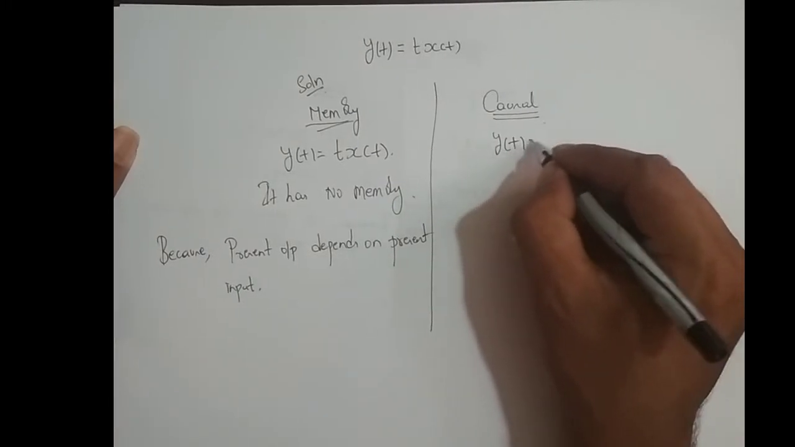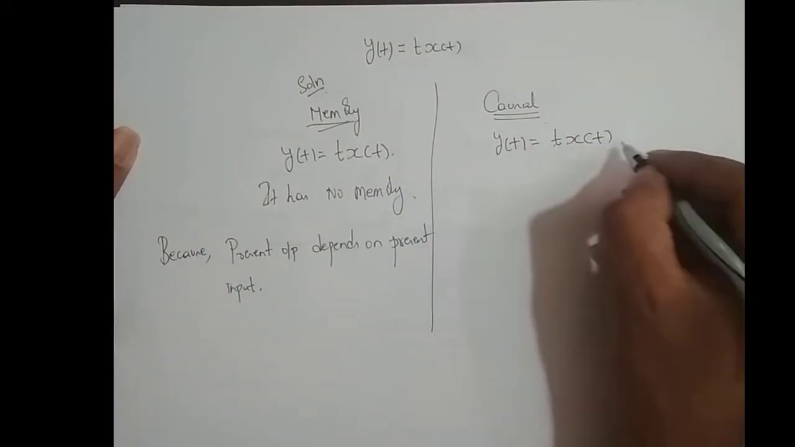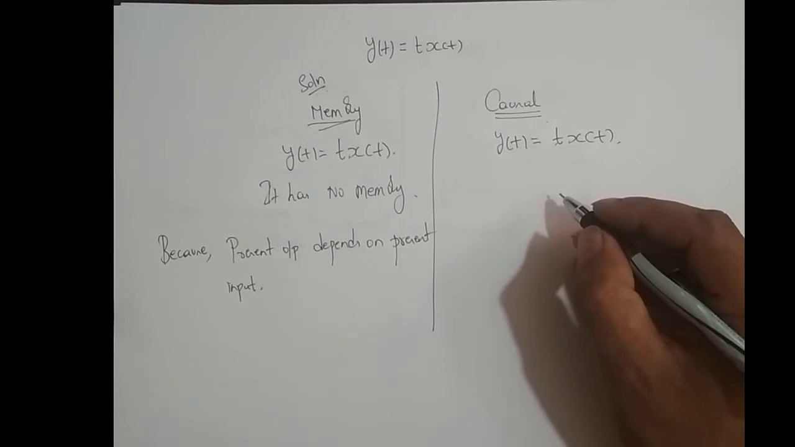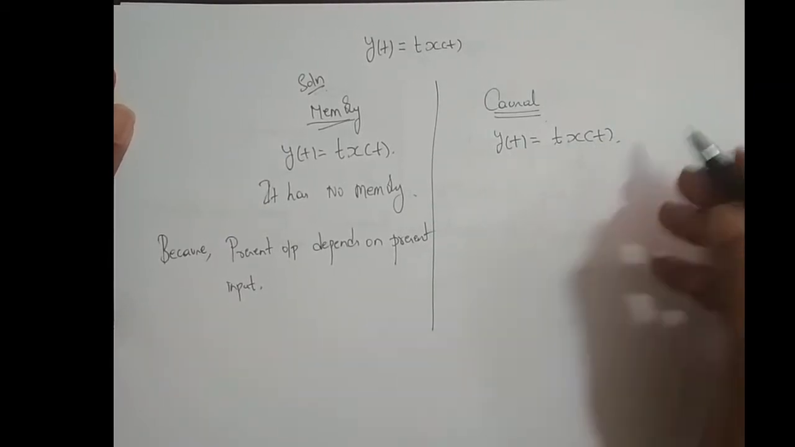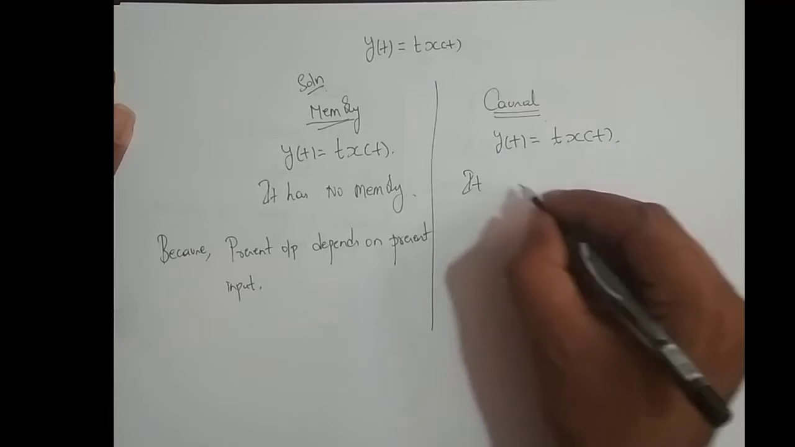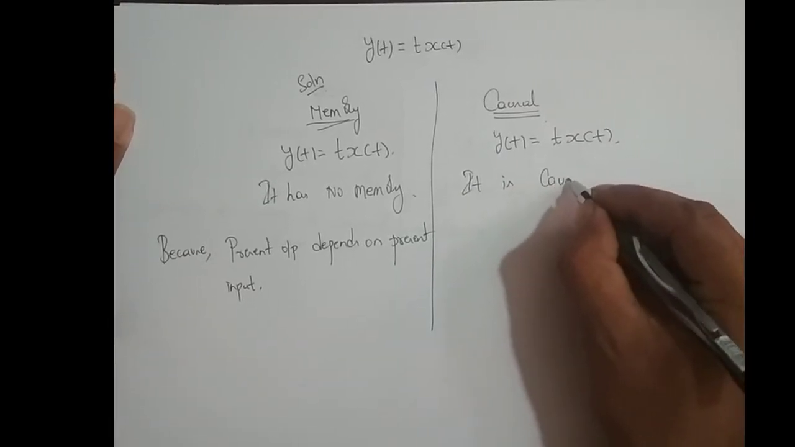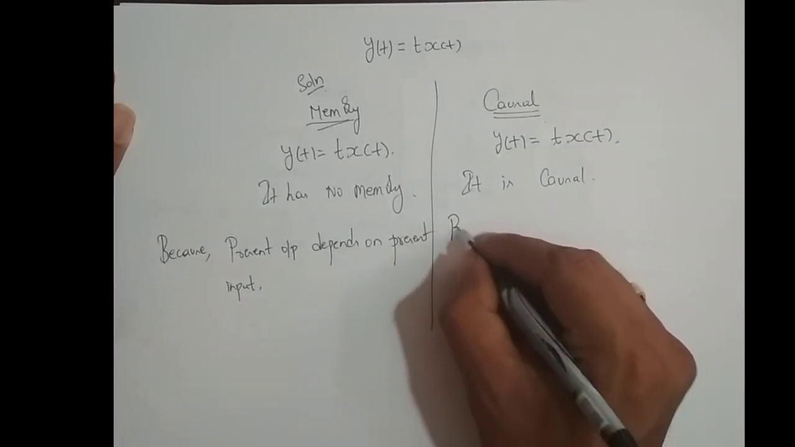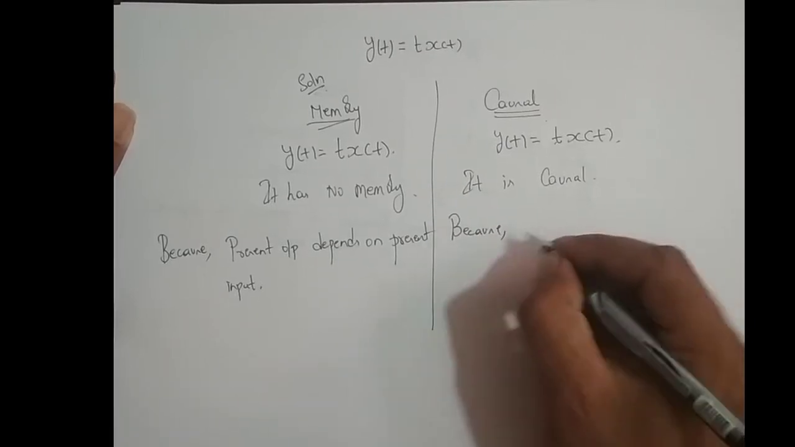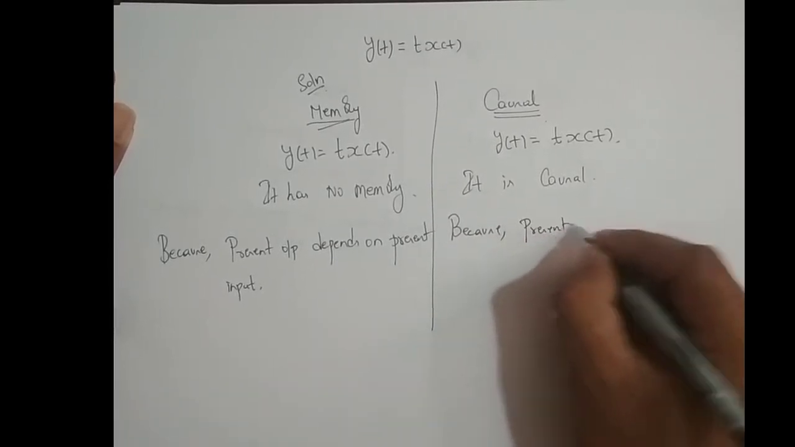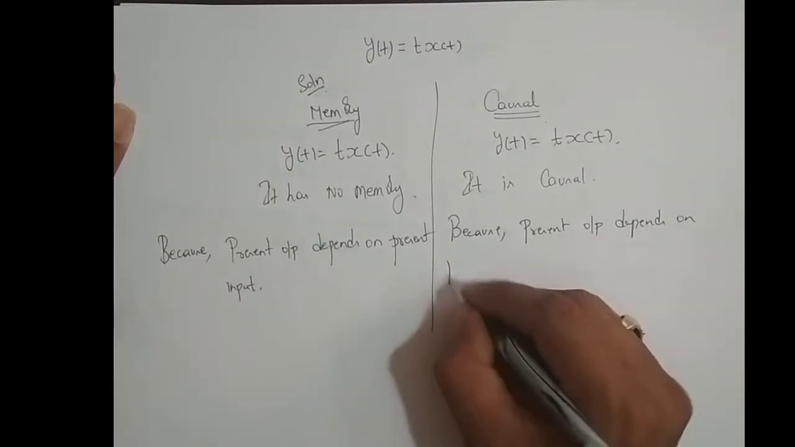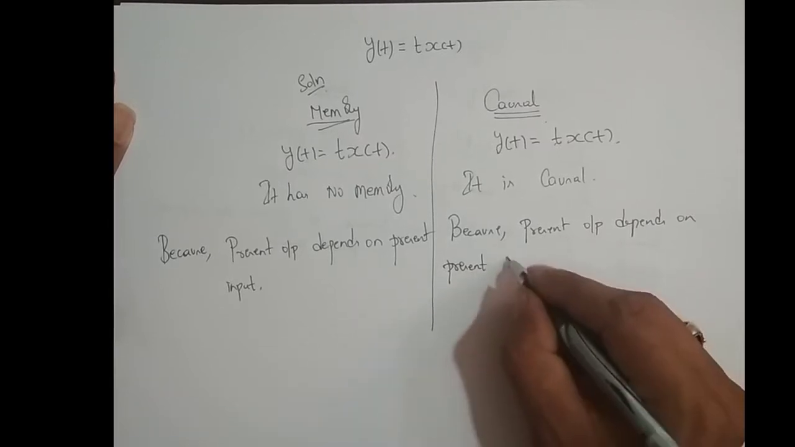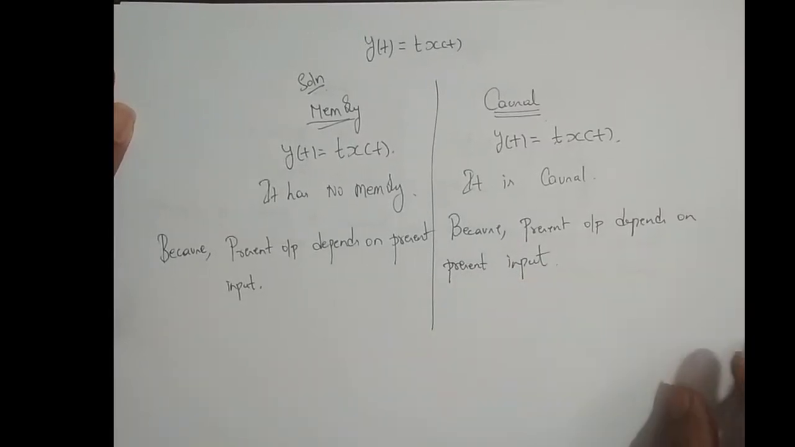Now what about causality? y of t equal to t times x of t. The system is said to be causal if its present output y of t depends on past and or present input value. Here the present output depends upon present input value, therefore the system is causal. So it is causal. Why? Because present output depends on present input.